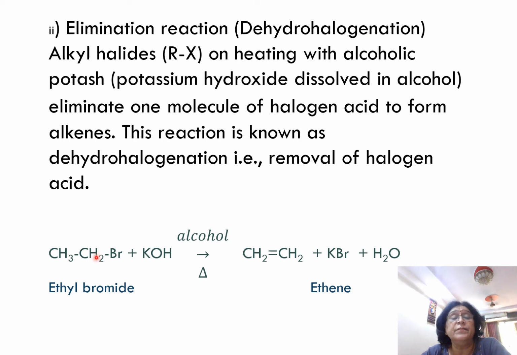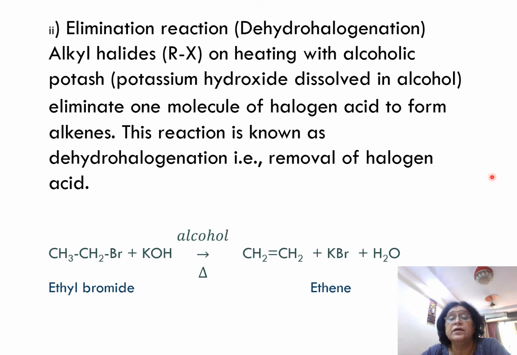So here you see an example: alkyl halide, when reacted with alcoholic KOH and heated, gives alkene plus KBr plus water. So this formation of alkene from ethyl bromide by the removal of one hydrogen and one halogen from the adjacent carbon atoms is called dehydrohalogenation.